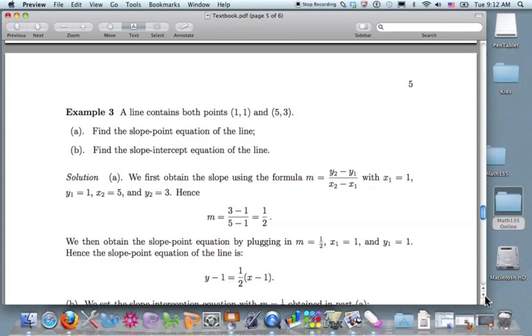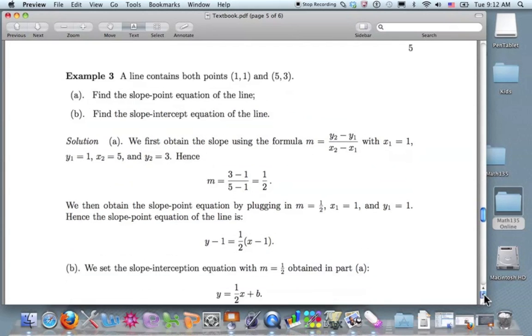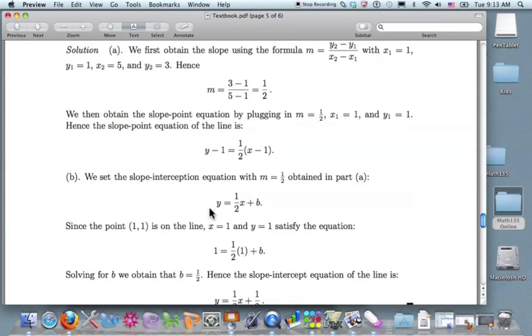And after we find the slope, if we need the slope-intercept form, again, we use the slope and then use one of the points to solve for b.